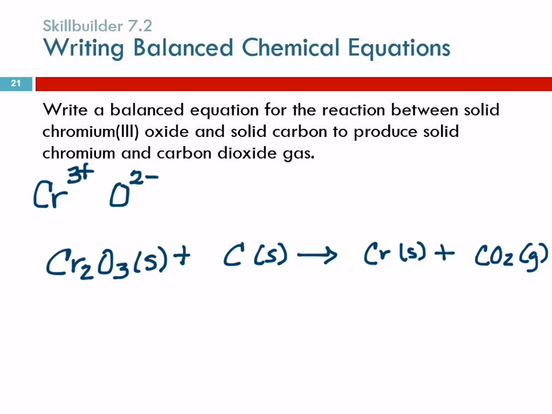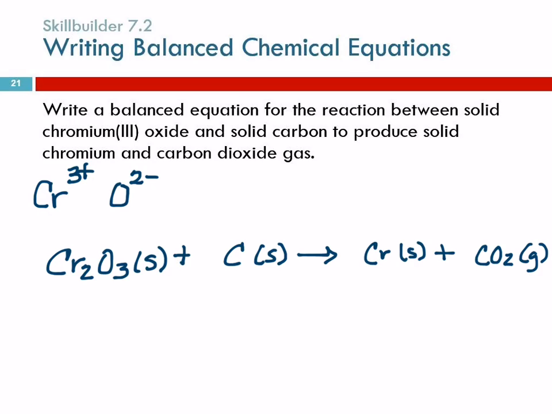Now we have to look at these. Here we have carbon and chromium sitting there by themselves. We probably want to leave them for last. So oxygen, we're going to take on first. Here I have 3 oxygens, and over here I have 2 oxygens. What can I do? Yeah, I can use coefficients of 2 and 3. I could make there be 6 on each side.